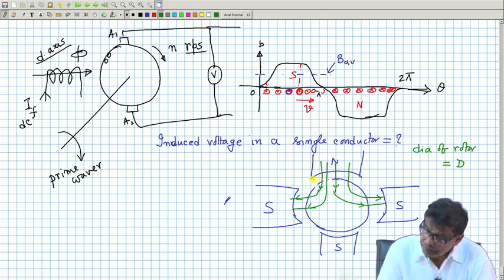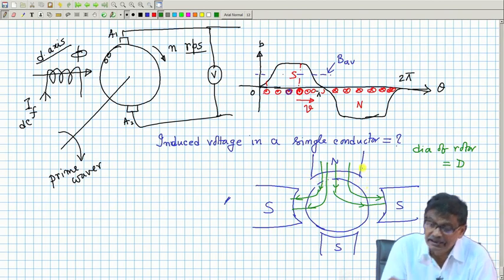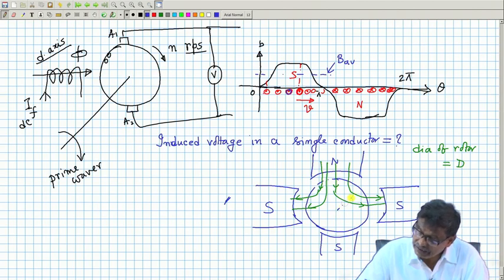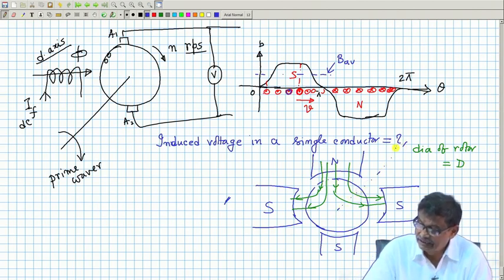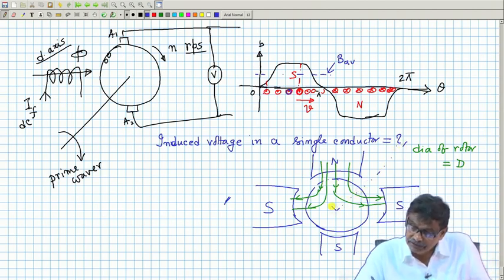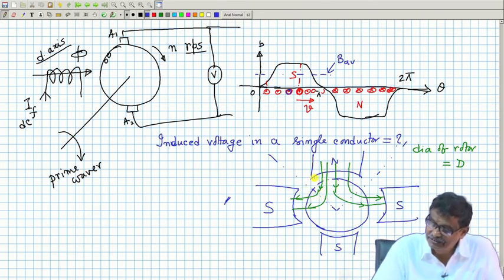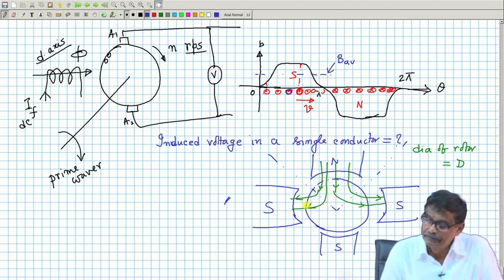So, B will be present here, here, here, here, here, here. Then if you draw a dotted line, I am showing, these portions there will be no flux density perpendicular to the iron, because it is 0, nothing.